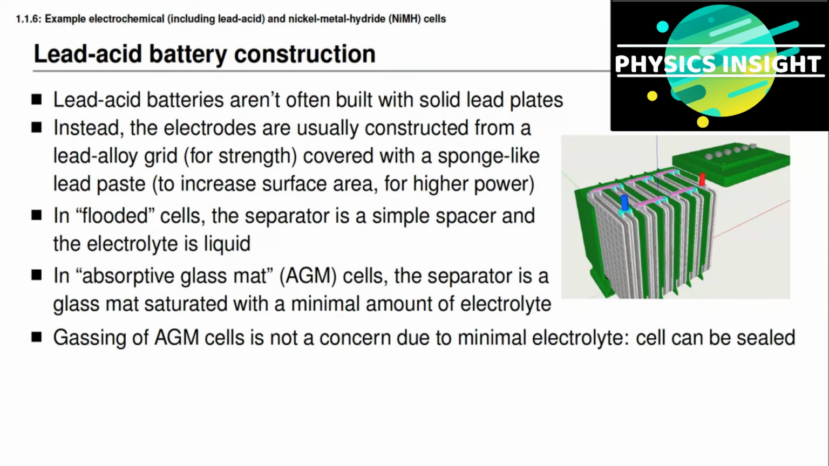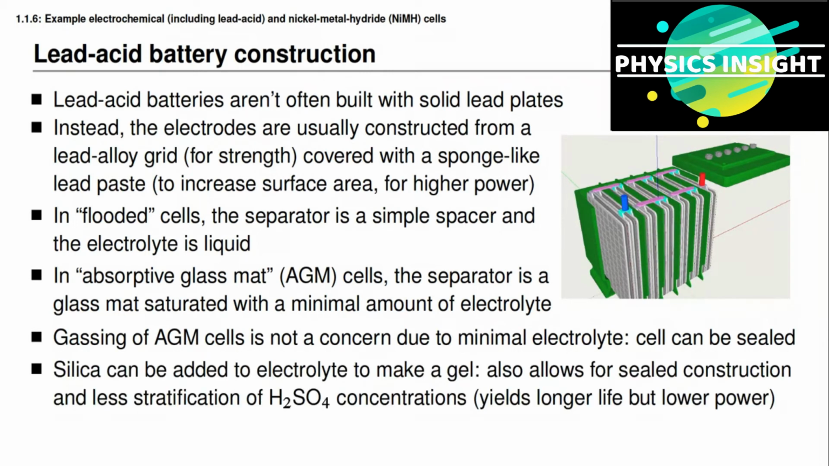These AGM cells, because they use a very small amount of electrolyte, do not create large volumes of gases when they're overcharged. And so the cell can have a sealed construction instead of a vented construction, and it makes the cell maintenance free, which can be a huge advantage in a lot of applications.